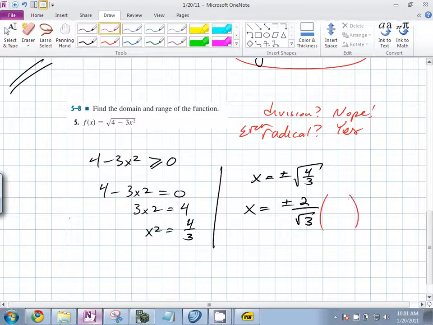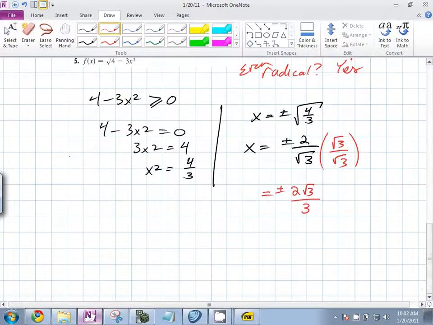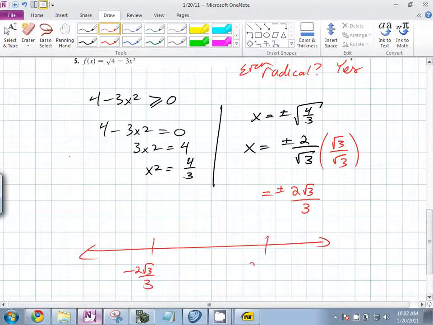Yeah, it's a unit circle trig value. This is coming out here, right? What do you multiply by if you want to get rid of that root 3? Root 3 over root 3. You can only multiply by forms of 1. So what do you end up with? 2 root 3 over 3. Is that a pretty common trig value? And there's also plus or minus on this. So you have negative 2 root 3 over 3, and you have positive 2 root 3 over 3.